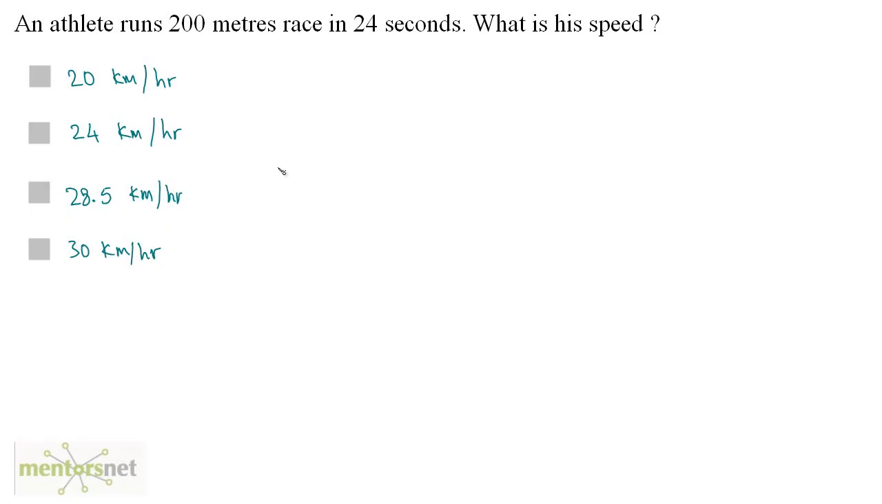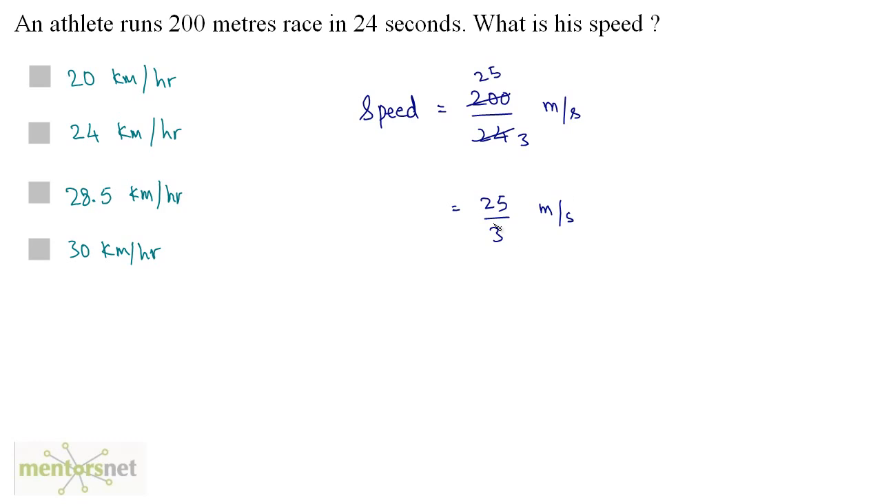An athlete runs a 200 meters race in 24 seconds. What is his speed? Well, you know the formula for speed, which is distance upon time. So speed is equal to the distance, 200 meters, and the time is 24 seconds. So you get the speed in meters per second. Now 8 times 3 is 24, 8 times 25 is 200. So this is 25 by 3 meters per second.